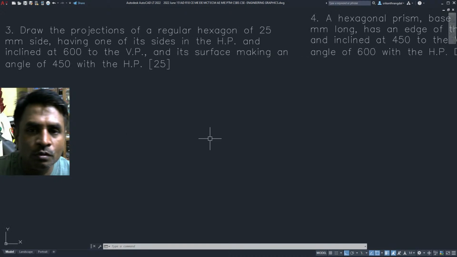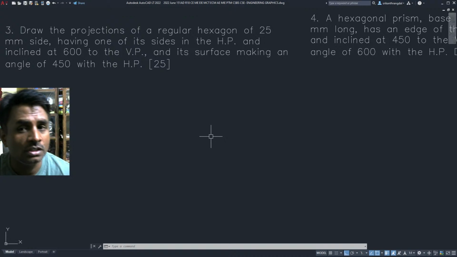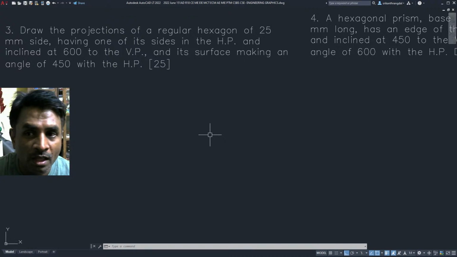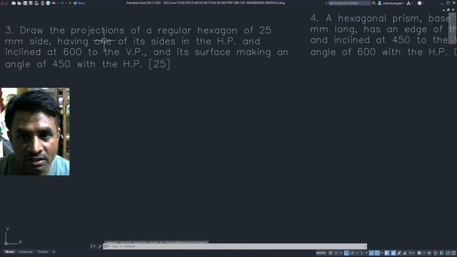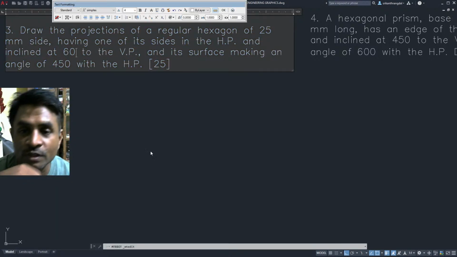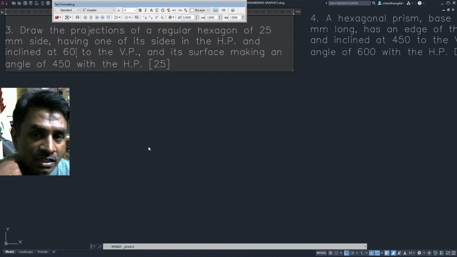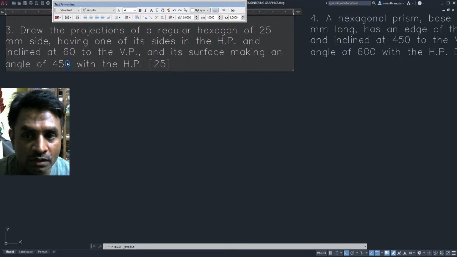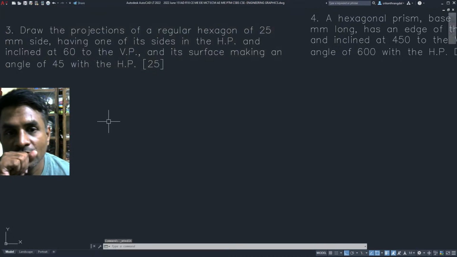So you're supposed to draw the projections of a regular hexagon. This is a problem on planes, each side 25 mm, having one of its sides in the HP. So it's resting with one of its sides in HP and inclined at 60 degrees to VP, and its surface is making an angle of 45 degrees with HP.